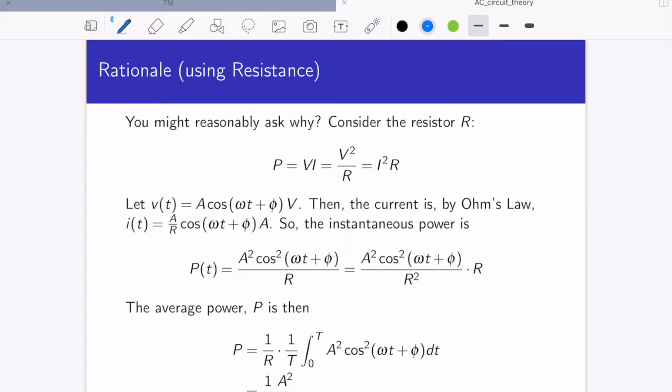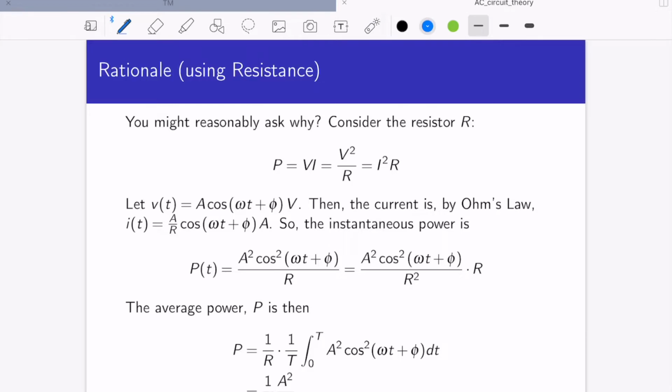Using our equation for power, we can then write the instantaneous power, p of t, as A squared cosine squared of omega t plus phi divided by R. We can rewrite that as A squared cosine squared of omega t plus phi over R squared times R, just to get it in a slightly different format.